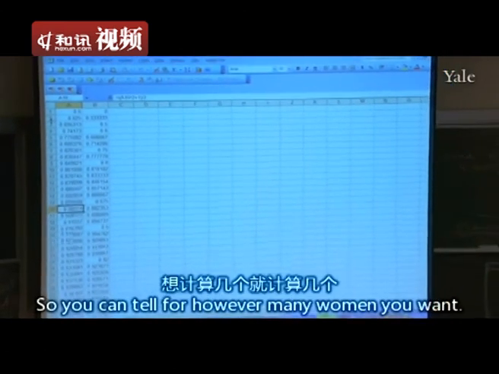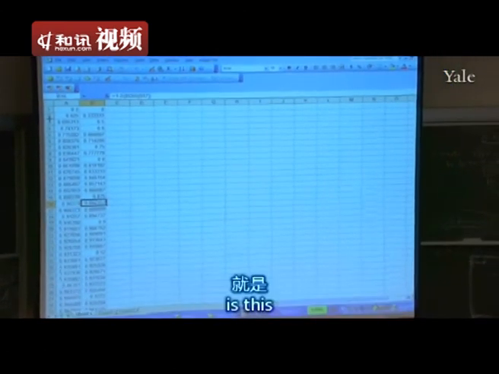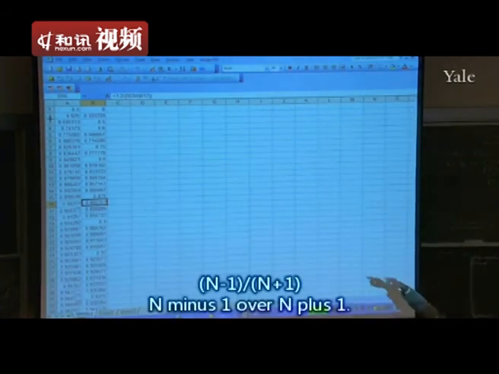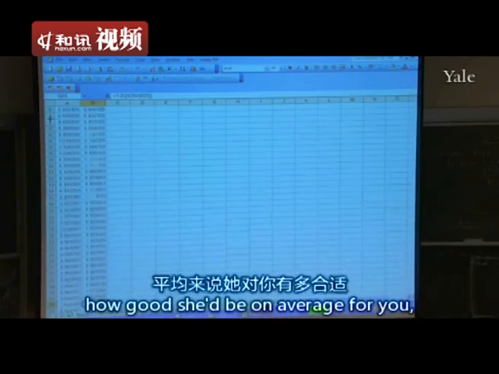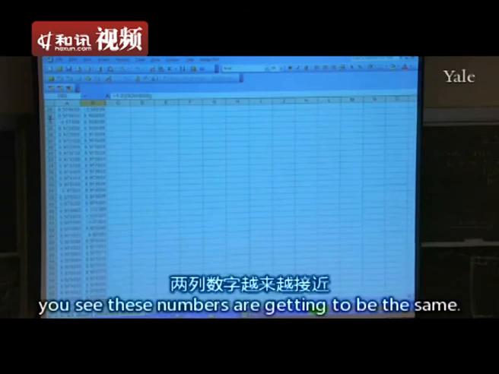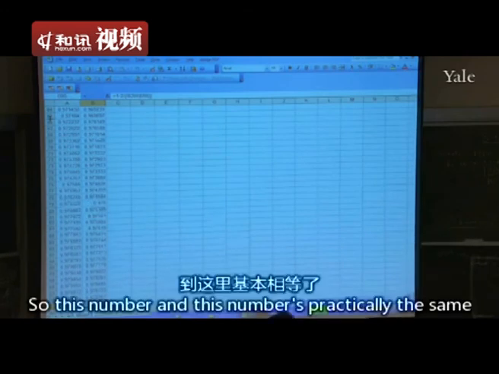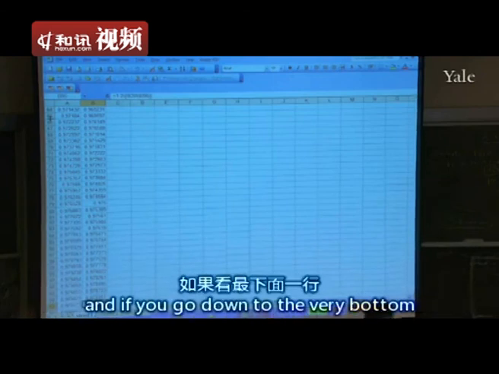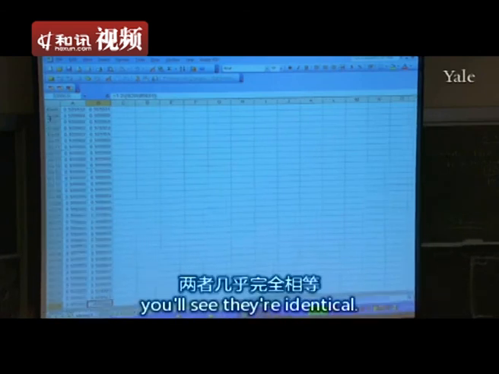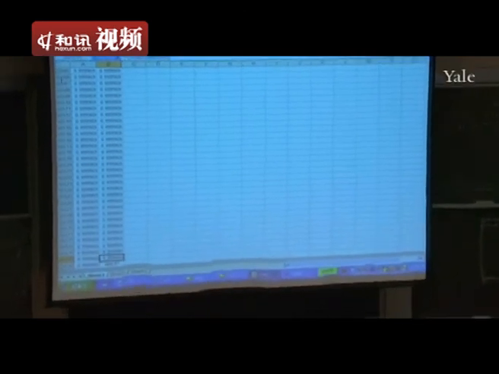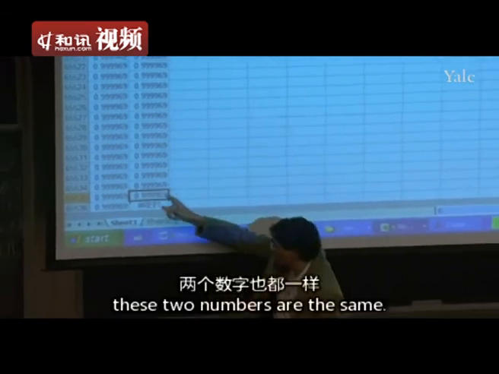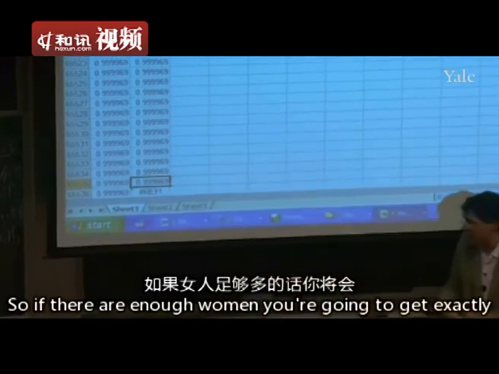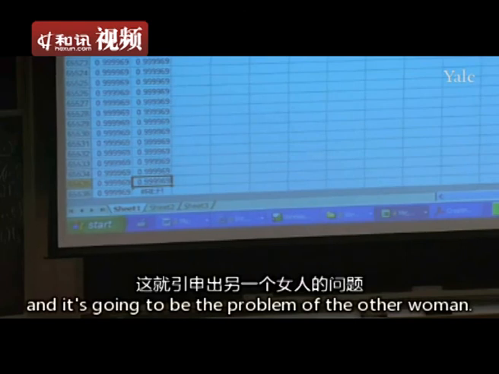So, zero yield curve optimal marriage. Okay, so here it is. With one woman, the value is a half, one match to go. So the number on the left is, with one match to go, the value is a half. With 2, it's 5/8. With 3, we computed that too, so you can tell for however many women you want. Now what I've done on the right is n over n plus 1 minus 1 over n plus 1, the second best woman, how good she'd be on average for you. As you go down further and further, these numbers are getting to be the same. If you go down to the very bottom, you'll see they're identical, up to an incredible number of decimal places.